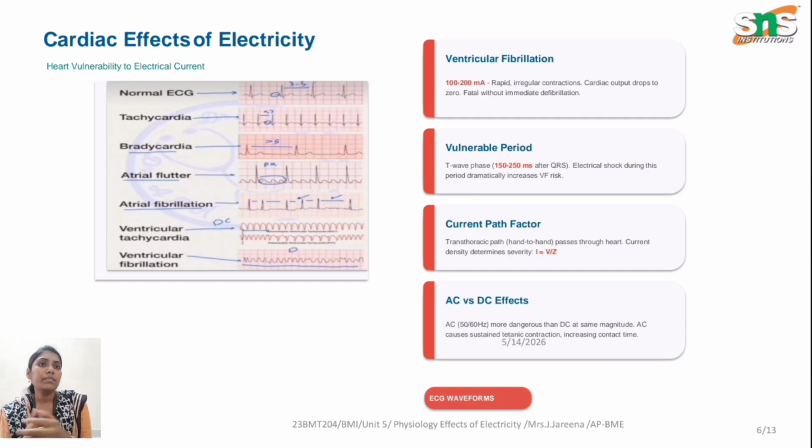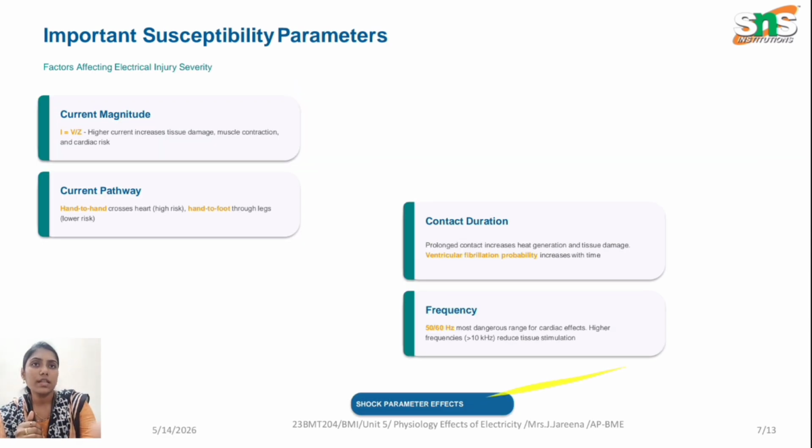As I said before, the cardiac effect of electricity is the reason we get ventricular fibrillation, especially in the range of 100 to 200 milliamperes, because the heart at the T wave is very vulnerable. If we send a current in that state, it becomes more vulnerable. It will start uncontrolled contraction, which ends up as ventricular fibrillation. That is what I have noted in this slide.